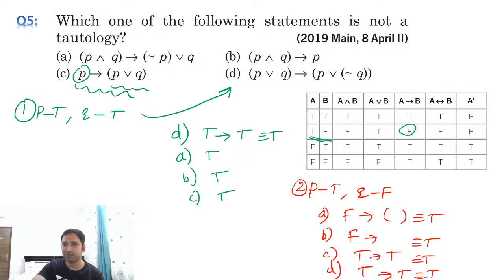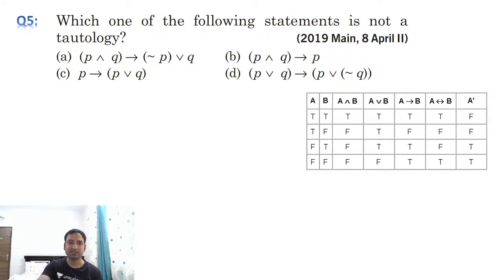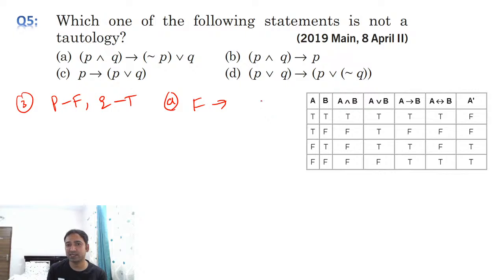True true is over, true false is over. Now you take false true. Let's take false true, guys. If I take the third substitution as P is equal to false, Q is equal to true, so now let's verify the first option. If you verify the first option, what are we getting? First option is false. False implies anything is true only, guys. So first option is not satisfying.